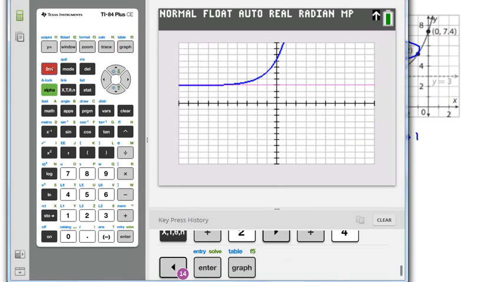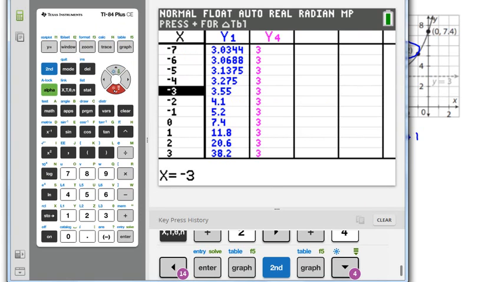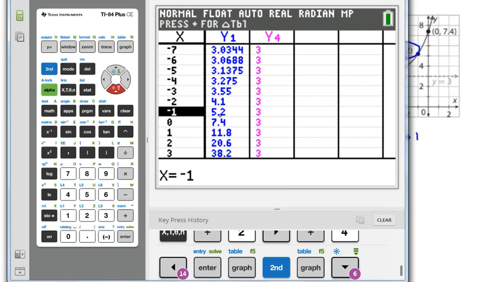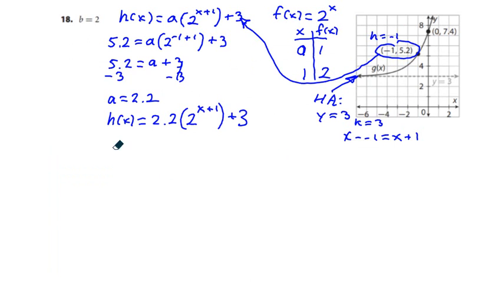Let's go for sure and look at our table view. We look at our table view, we have right here, -1, 5.2, and right below it we have 0, 7.4. So that's going to be a verification that we have the right answer. So this will be our answer here for the function for number 18. And now it says domain and range.